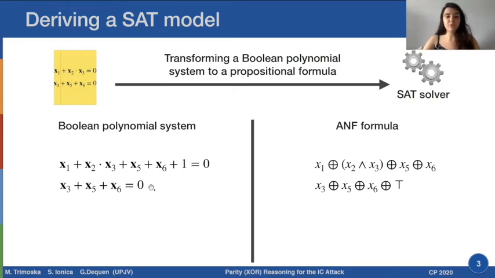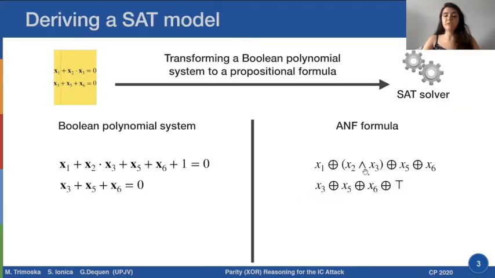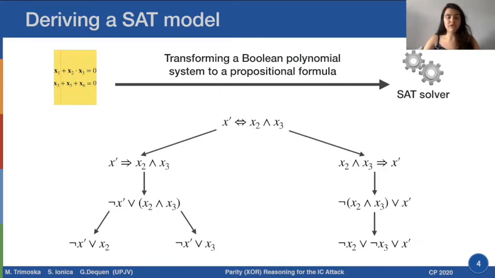This is a very simple process because as we are working with Boolean variables, the addition simply becomes the XOR operator and the multiplication becomes the logical AND. However, most SAT solvers are not adapted to read this type of conjunctions, so we need to replace the conjunction with a newly added variable that we will call x prime. We still need to keep all of the constraints in our system, so we need to keep the constraint that x prime is equivalent to x2 and x3.